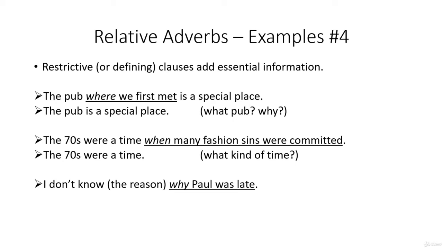Or I don't know why Paul was late. If we just remove the underlined part, we get I don't know the reason. What reason? For what? Again, it's missing the important information. And in all the cases where we've listed the complete sentence, you'll notice there's no commas anywhere to be seen.